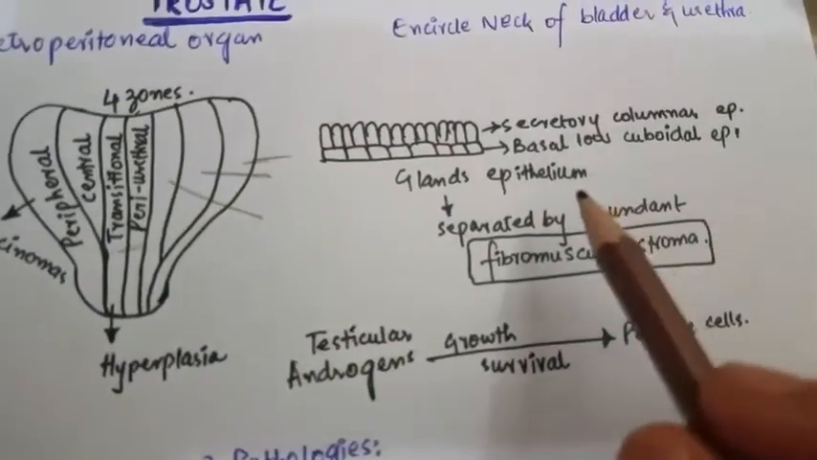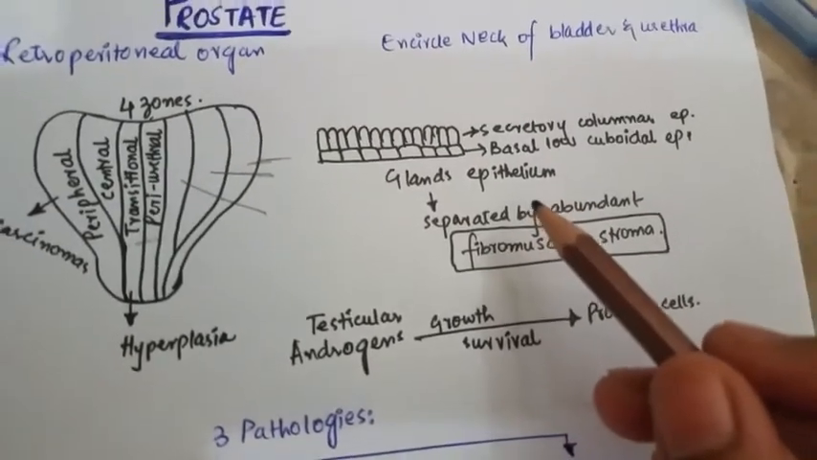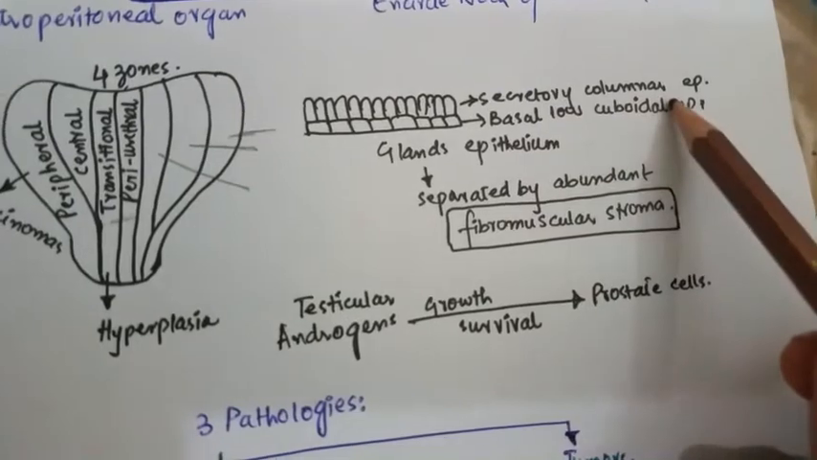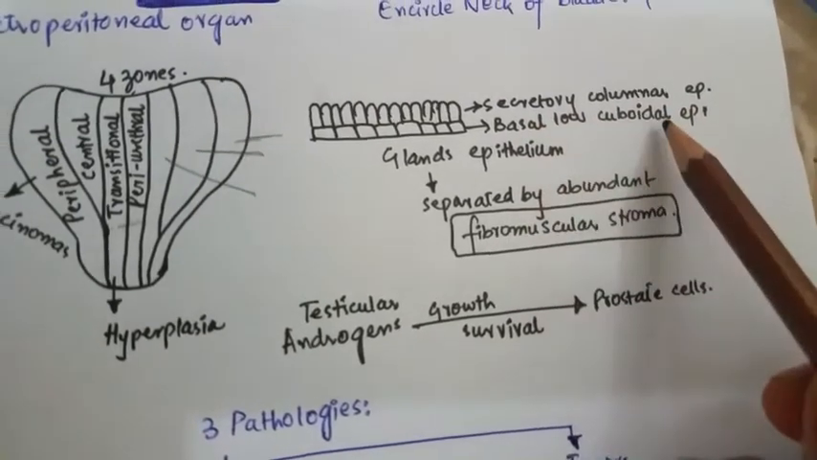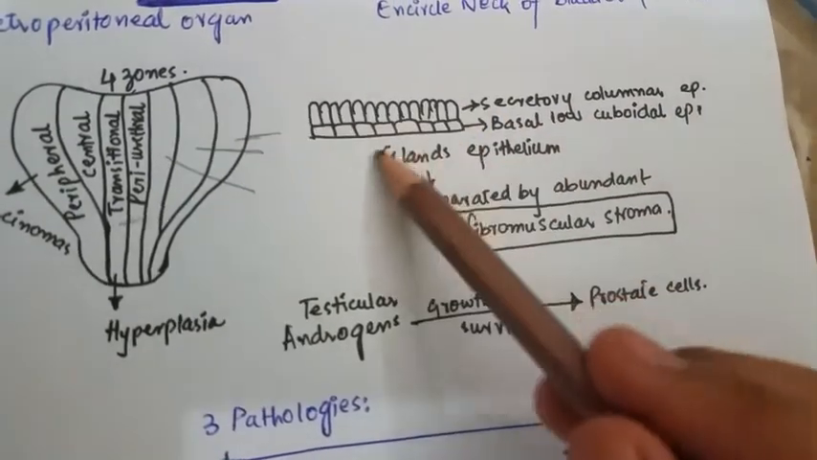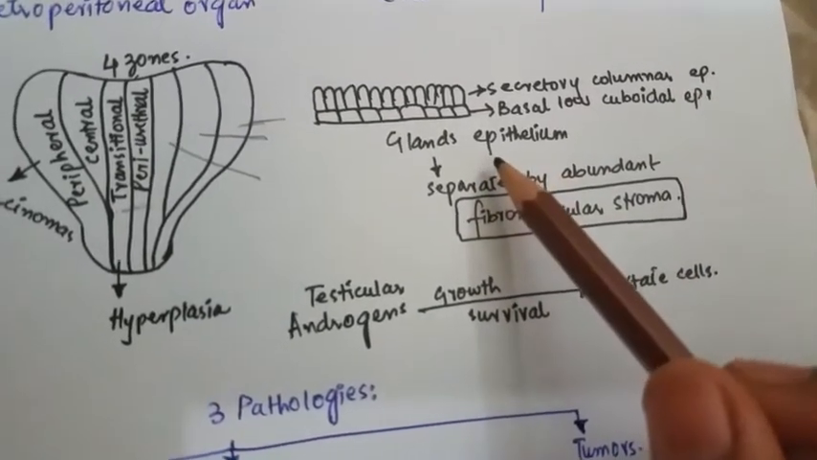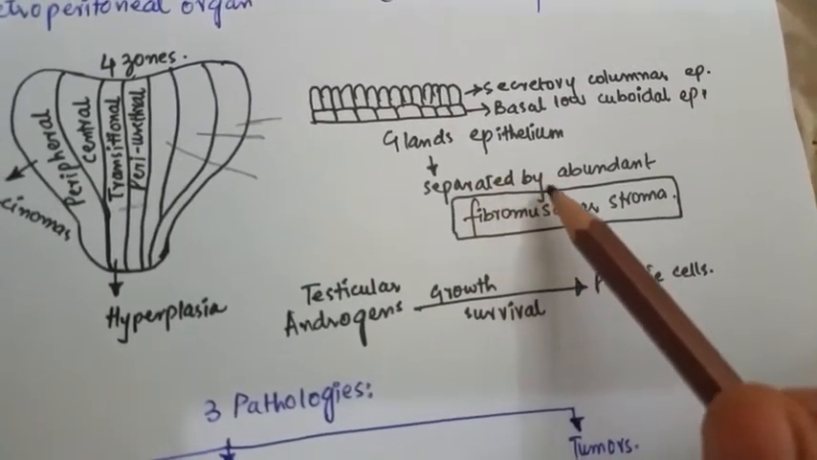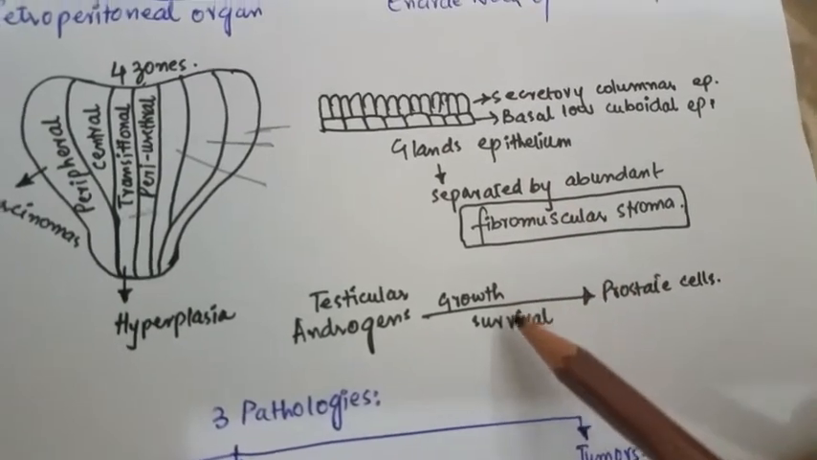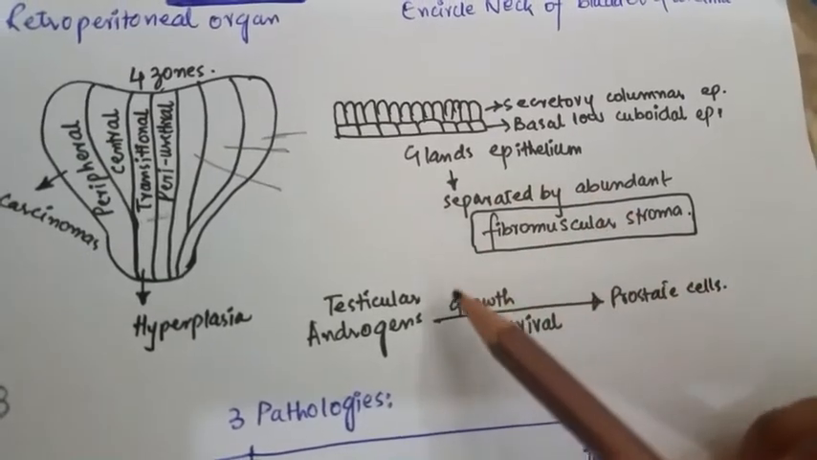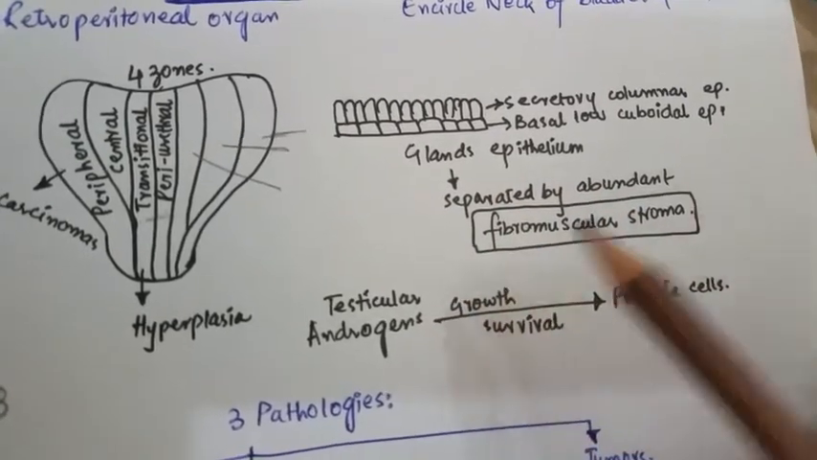If I talk about the epithelium, it has got 2-layer epithelium: an outer secretory columnar epithelium and a basal cuboidal epithelium. It's a glandular epithelium. The glands of the prostate are separated by abundant fibromuscular tissue. Growth and survival of the prostate gland depend upon the testicular androgens.